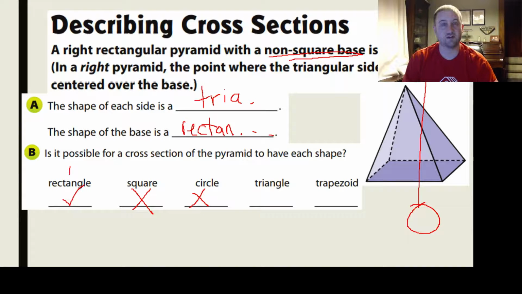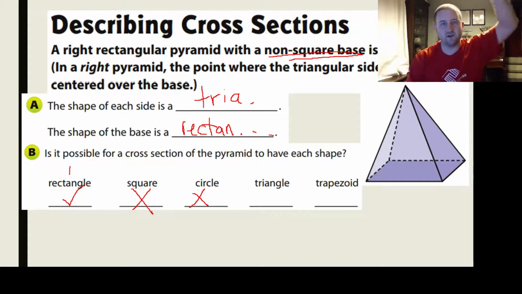Can we get a triangle in some way? The answer to that is yes, right? So like, let's say I were to take this and cut it, or go straight down so that it crosses right at the tip of this pyramid all the way to the base. What that's going to do is it's actually going to create a triangular cross section. So the answer to that is yes.